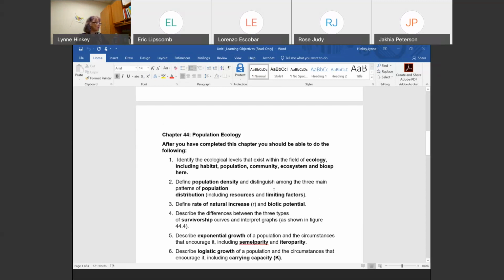Right. Then we talk about how we can describe or how we can talk about population. It's important that we know what's happening within a population, the age structure of the population, the reproductive patterns of the population. And we have to know what's going on in the ecosystem. What are the limiting factors to the size of the population in this area?